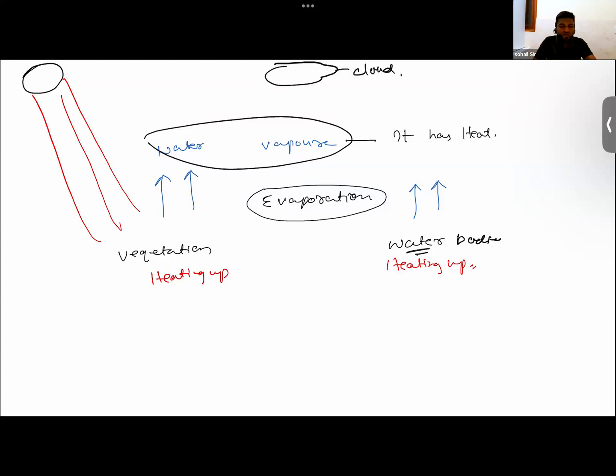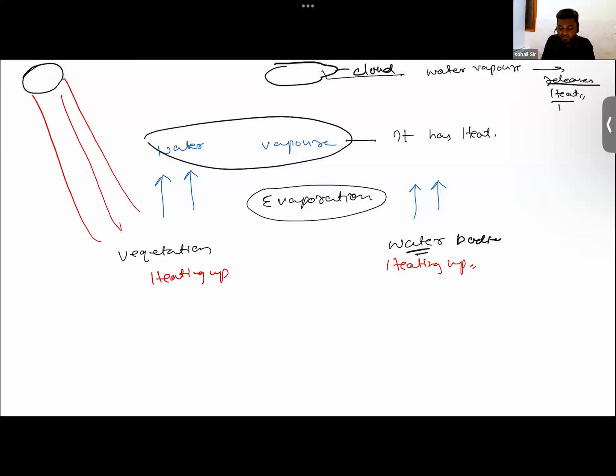All right. And now during a rainfall, what is simply happening? This water vapor in the cloud releases heat, the heat which it gained during the process of evaporation. When there was evaporation, the water vapor had gained heat. Now, when the rainfall occurs, it actually releases the heat. I'm about to discuss how rainfall actually occurs. So the water vapor releases heat.